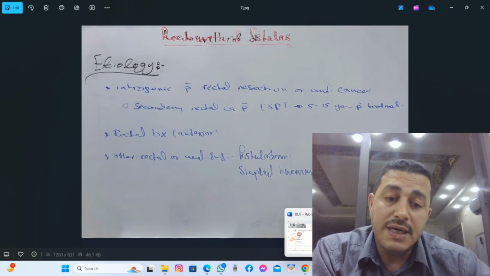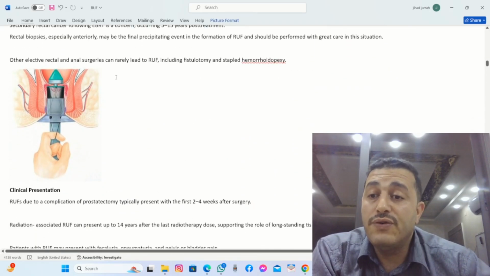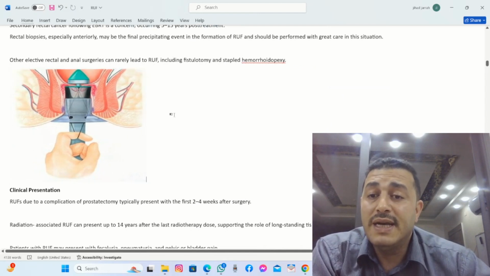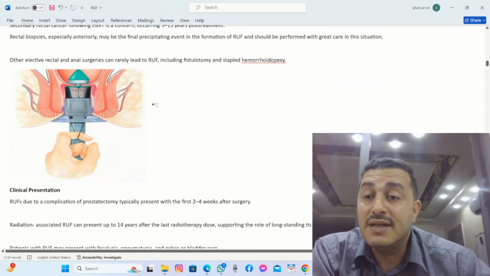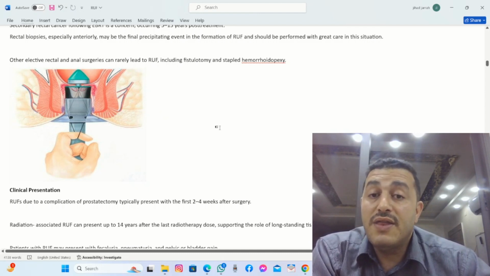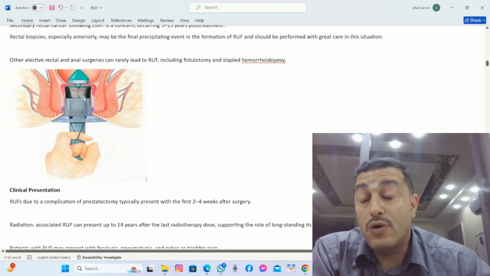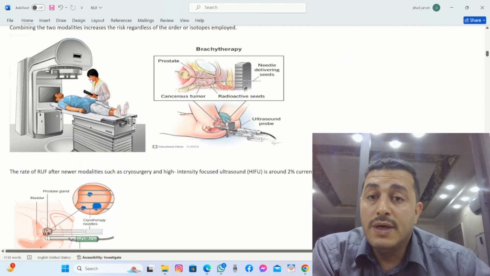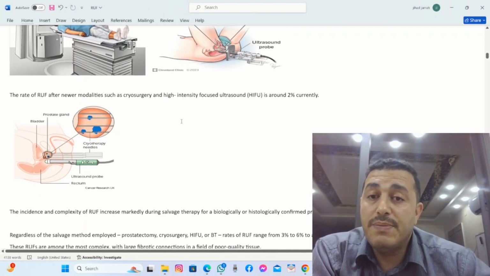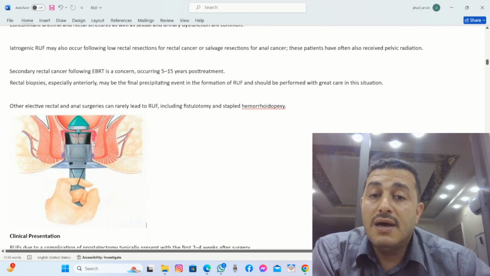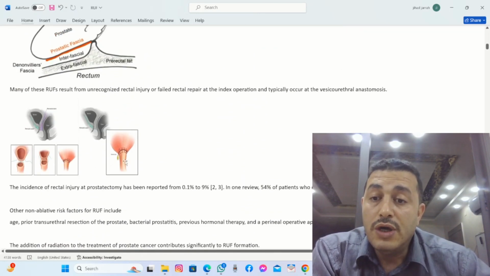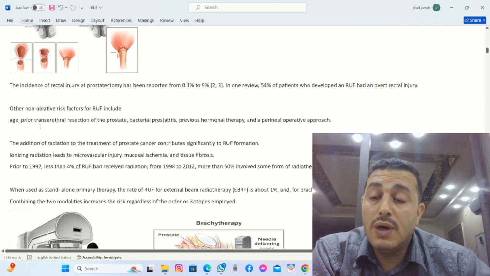Stapled hemorrhoidopexy, which if you remember in the lecture when we talked about hemorrhoids, we advised that stapled hemorrhoidectomy be done by an experienced colorectal surgeon, and we advised you to avoid it. So you can see here that this may be a cause for rectourethral fistula. This is how external beam, brachytherapy, cryotherapy look. This is how stapled hemorrhoidopexy looks like. This is the vesicourethral anastomosis, where it's most likely to appear.